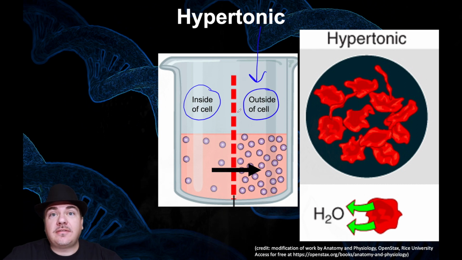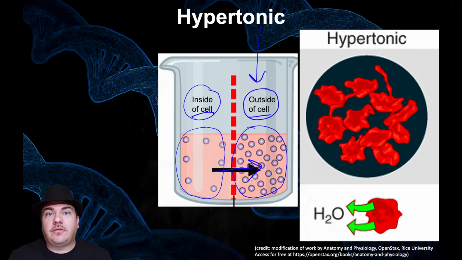So now there is a difference in the solute concentration inside the cell compared to outside the cell. Since there's less solute inside the cell and more solute outside the cell, osmosis is going to happen. And the net direction of osmosis is from low solute to high solute. So what that means is water is going to leave the cell.